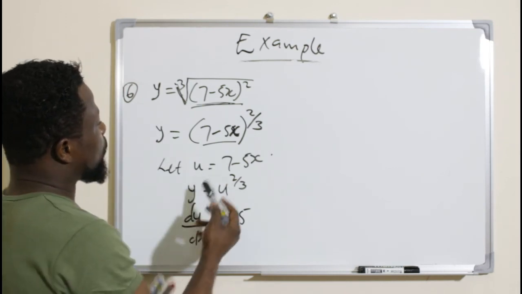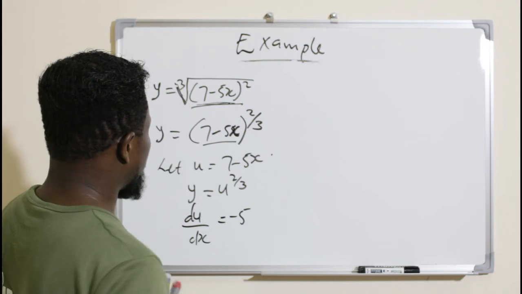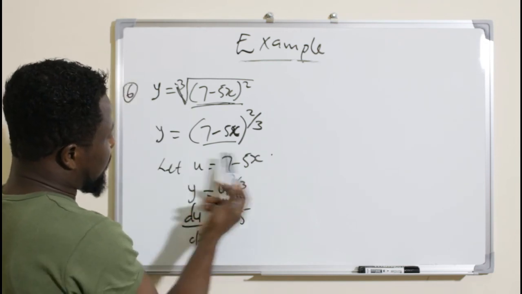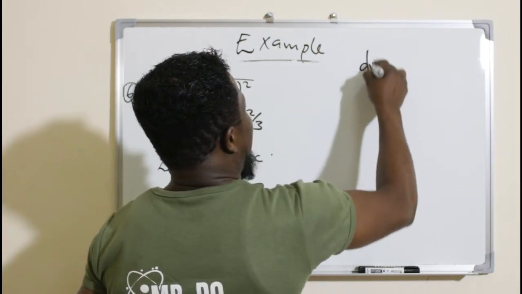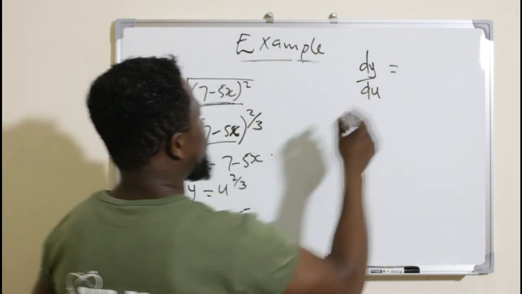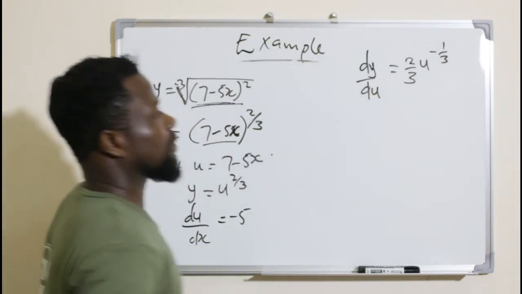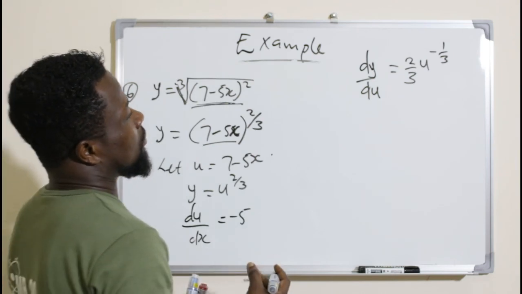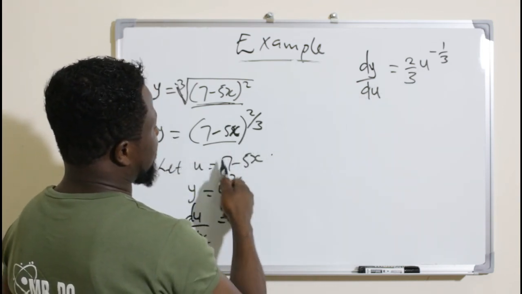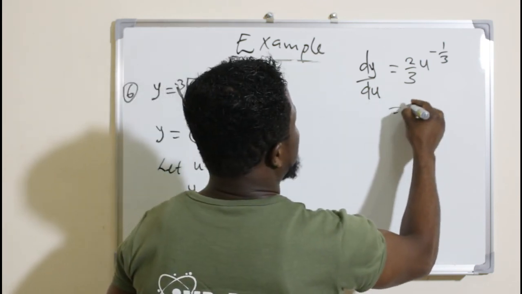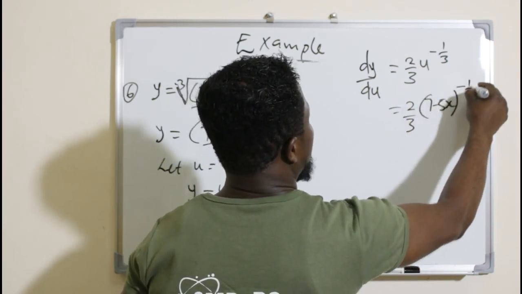Okay, so now we've been able to express it in this form, and we said that our y is equal to u exponent 2 over 3. So if we find du/dx, we get du/dx to be negative 5. Let's now find dy/du, and let's see what we're going to have. So dy/du is now going to be 2 over 3 u exponent negative 1 over 3. Now we have gotten this, and we know the value of u, so we can just replace u with its value, which is 7 minus 5x, and say that this becomes 2 over 3 into (7 minus 5x) exponent negative 1 over 3.